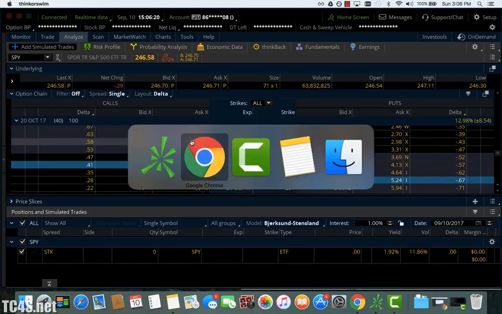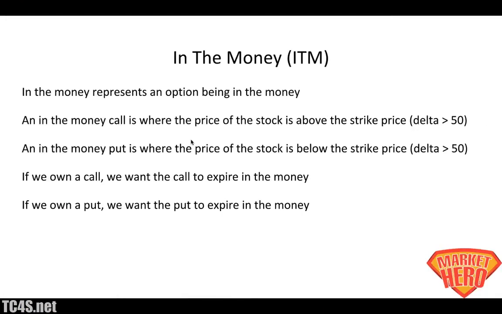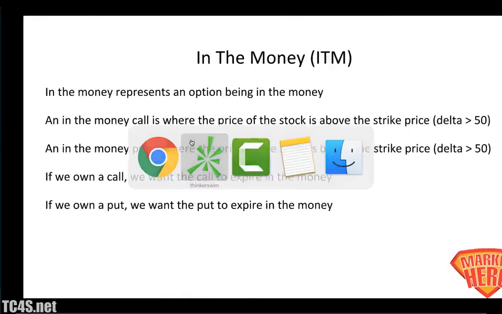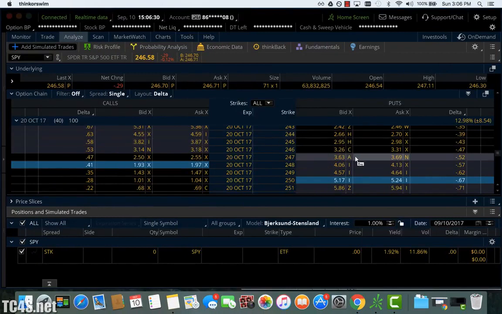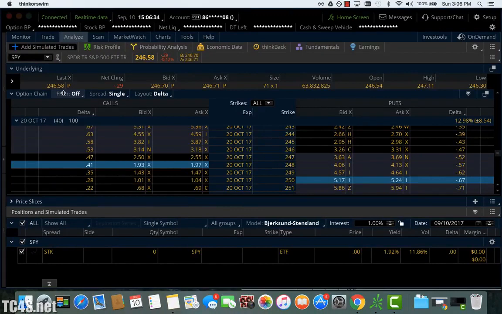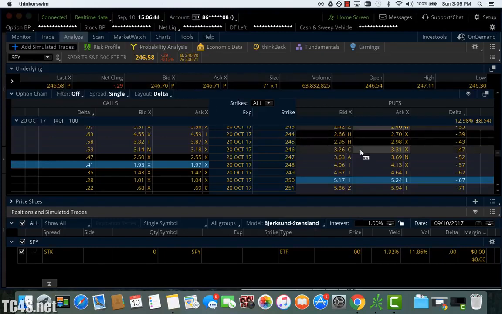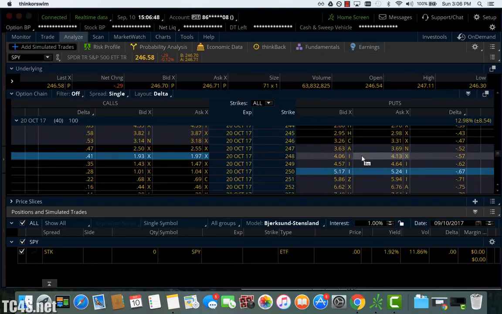At the same time, on the put side, an in the money put is where the price of the stock is below the strike price. So again, anything that has a delta greater than 50 on the put side. Right now, the price of SPY is 246.50, and an in the money put is where the price of the stock is below the strike price. So if we find all the strike prices that are above that, those are the in the money puts. So anything from 247 up.